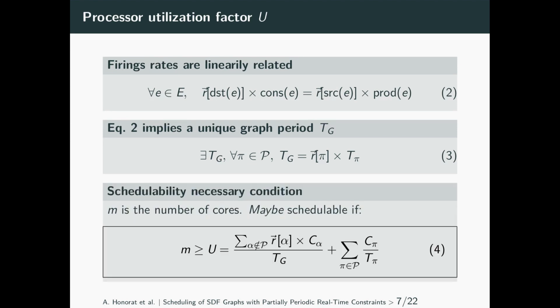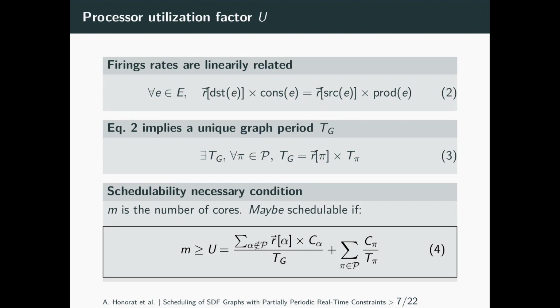Finally, thanks to this graph period, we can rewrite the processor utilization factor U as the sum of the periodic actor utilization factors plus all non-periodic actors over the graph period. It is equation 4. Equation 4 is a necessary condition. It means that if the number of homogeneous cores M is lower than U, then there is no possible valid schedule. Otherwise, there might be a valid schedule.